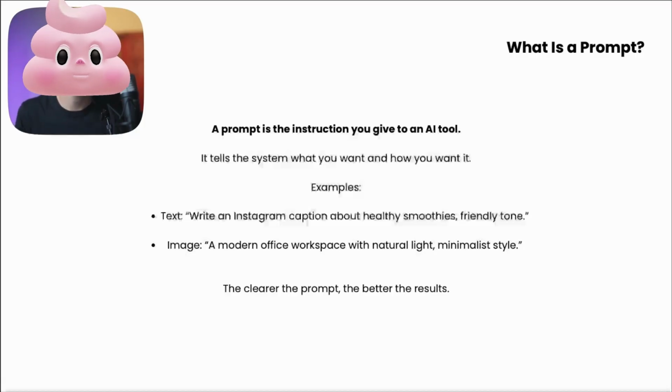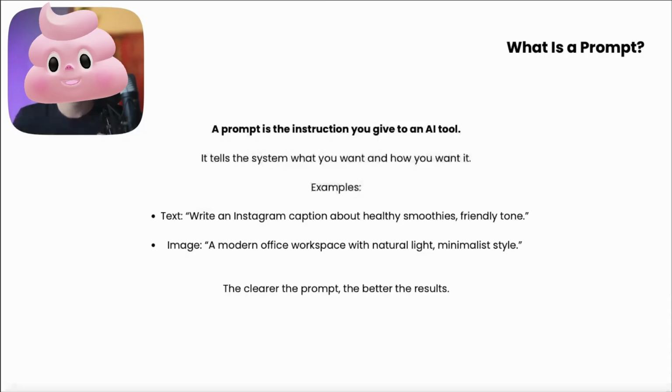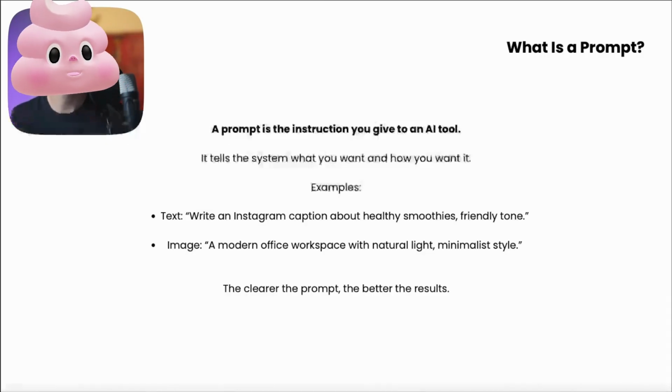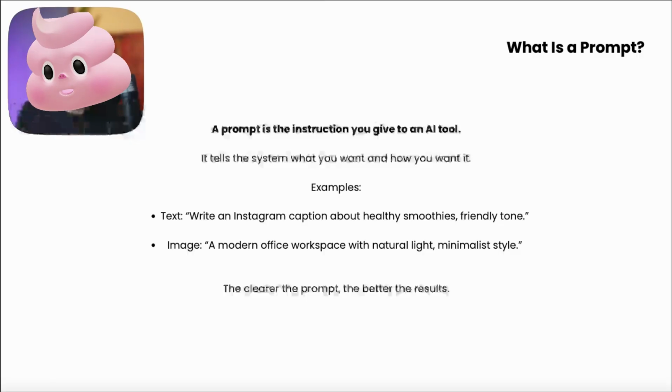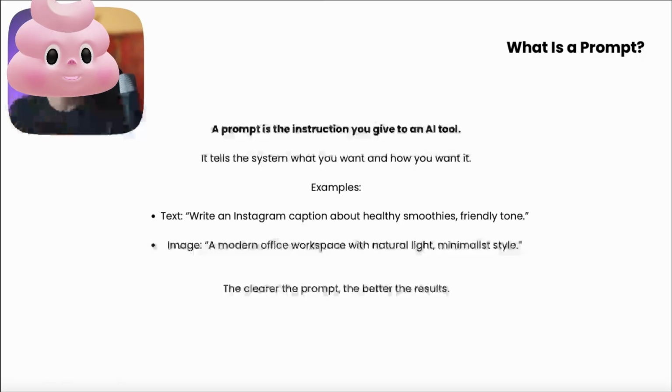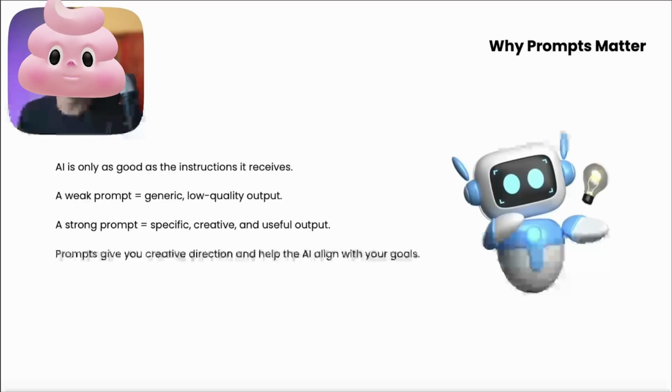An example of a prompt would be: write an Instagram caption about healthy smoothies in a friendly tone, or a modern office workspace with natural light, minimalist style. Generate this. So again, the clearer you are with the prompt, the more straightforward you are with what you're asking, the better the results that you will get from the AI. It is very straightforward. These AI models feed on the information that you give them, so it's super important for us to give the correct information to get the correct output, right?